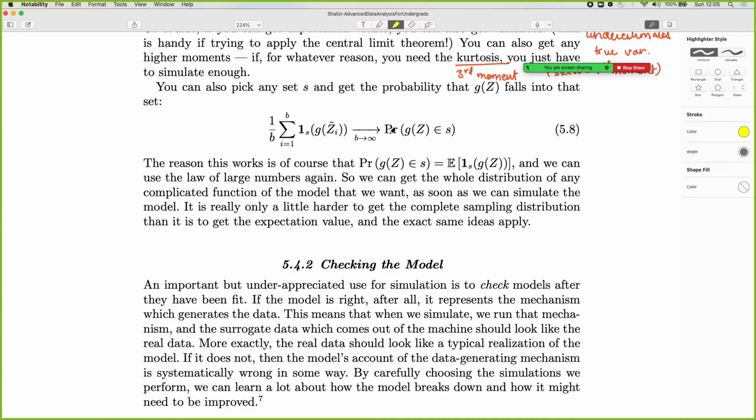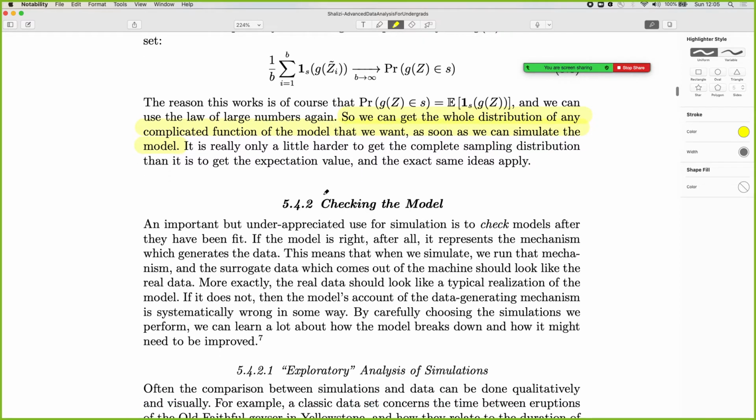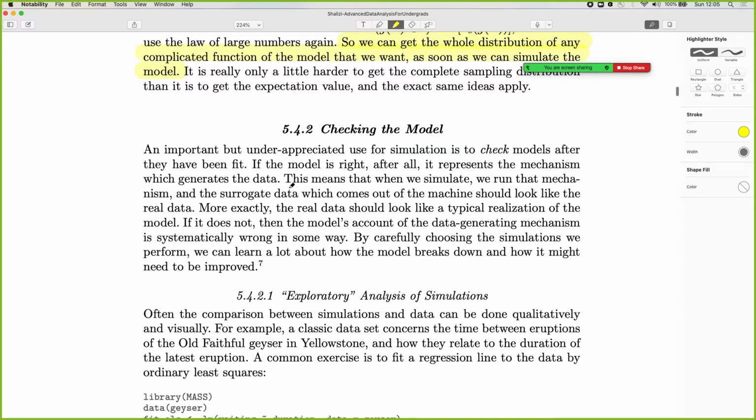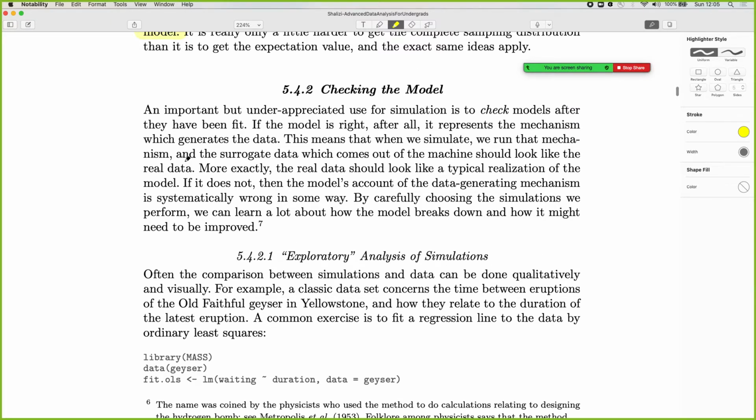In general, I think this is the point he's trying to drive at. We can get the whole distribution of any complicated function of the model that we want as soon as we can simulate the model. That's it. Checking the model. Exploratory analysis of the simulations and data.